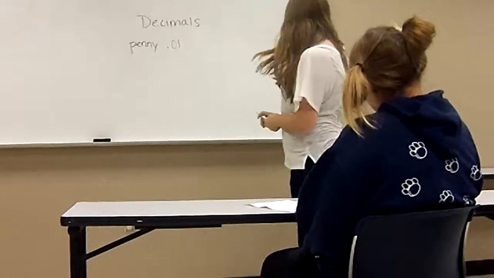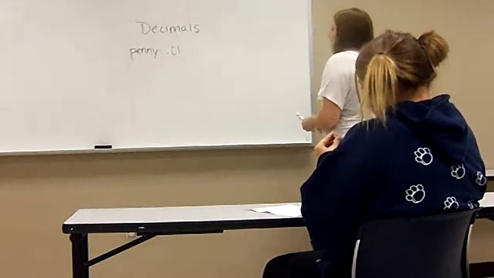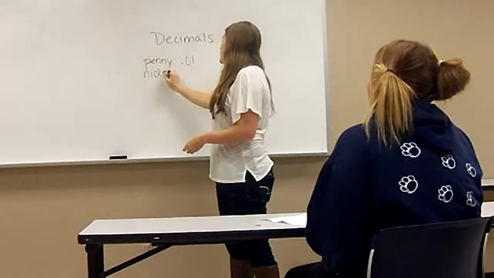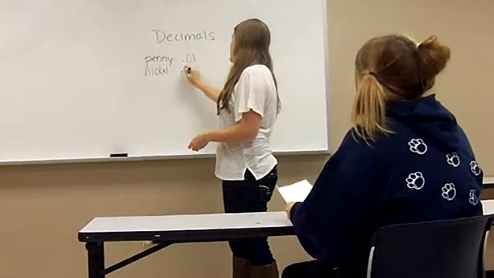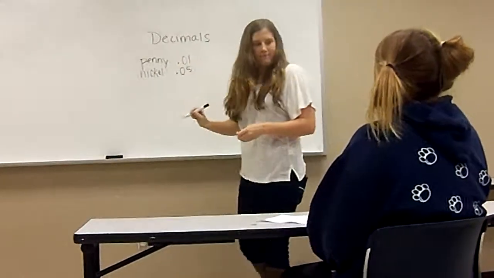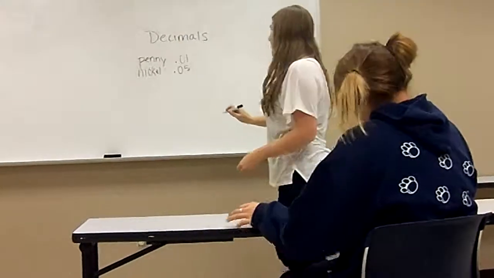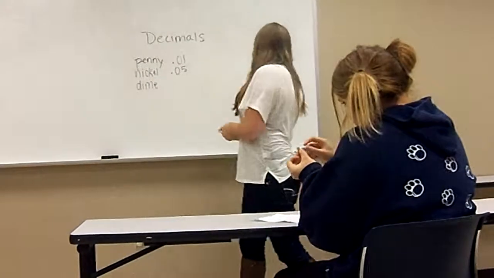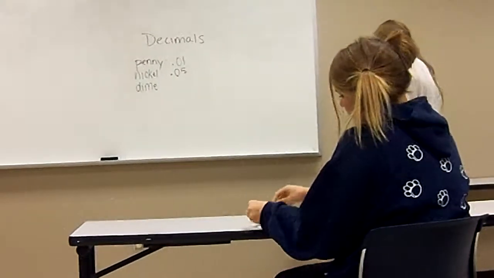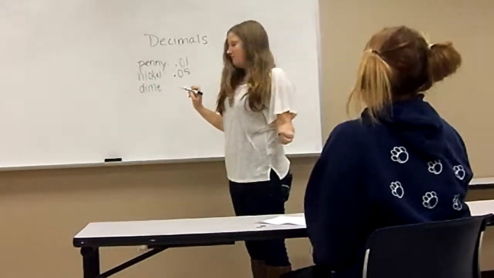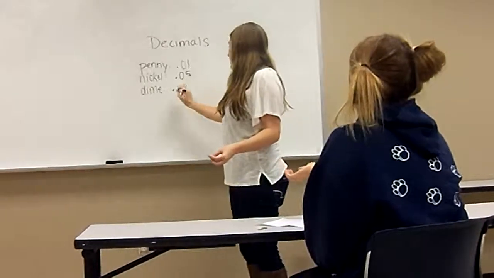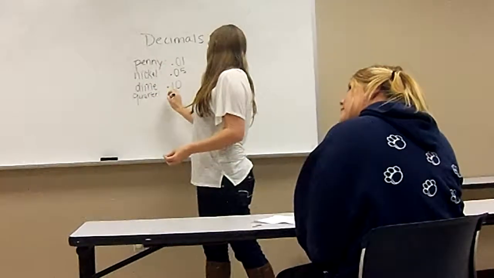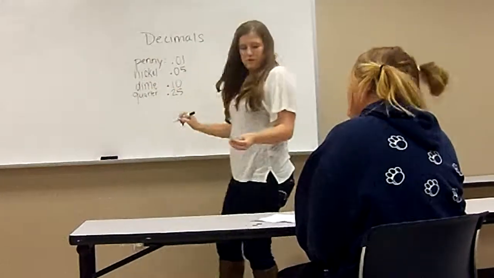So there's your penny. All right, and now we're going to talk about a nickel. And that is 0.05. Am I right? Yes. All right, so there's your nickel. And then the next one up would be a dime. And how much is that, Keri? A dime is 0.10. Good. All right, and last we have a quarter, which is your biggest coin that we have, and that is 0.25.